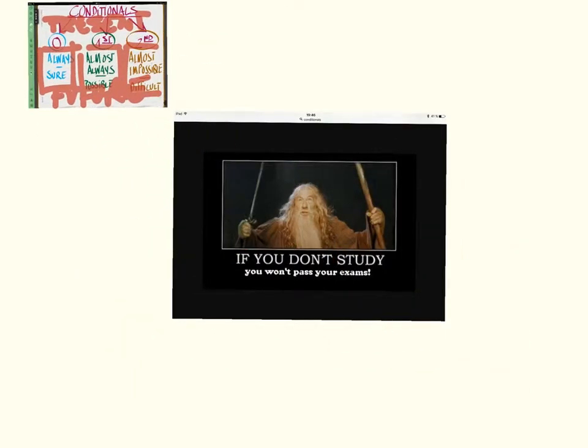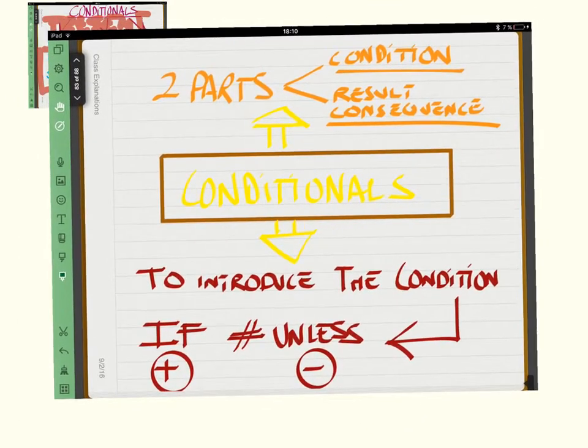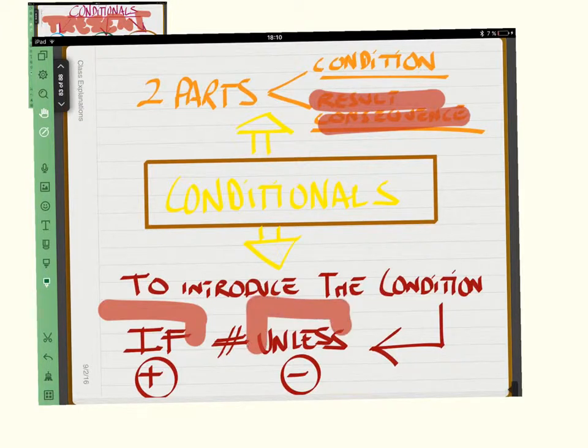Another general aspect that it could be good for you to know is this one. Conditionals have two parts. Okay? One of them is the condition. The other one is the result. Okay? The consequence of that. To introduce the condition, we usually use two words, if or unless. If is positive, unless is negative.